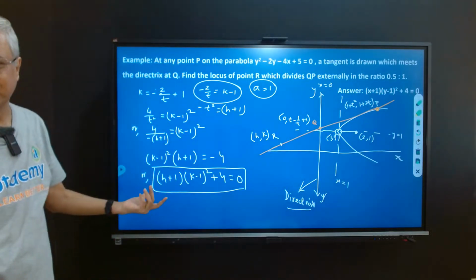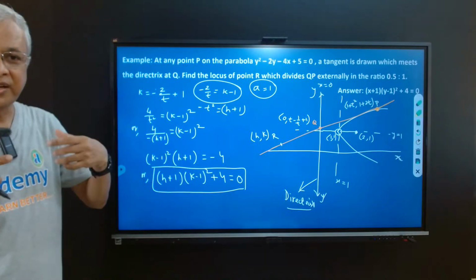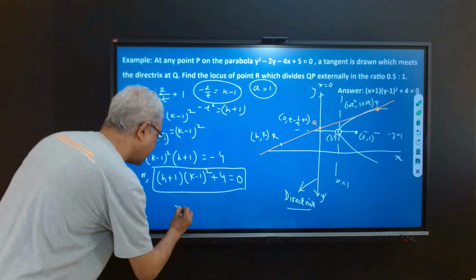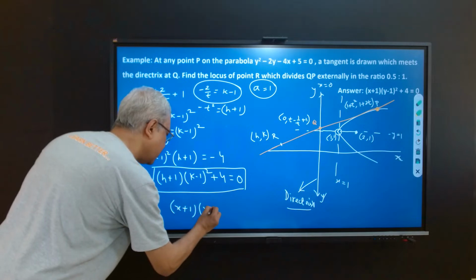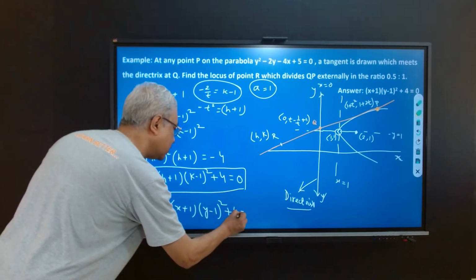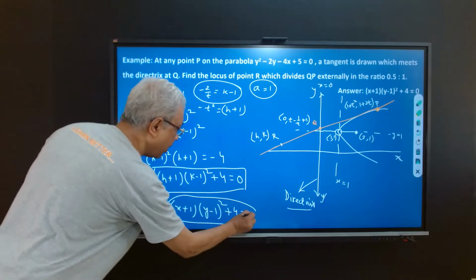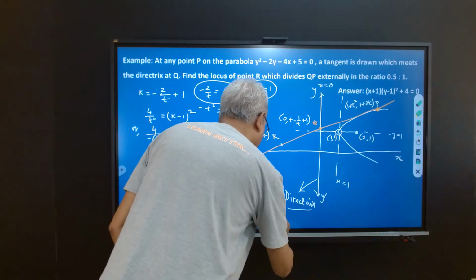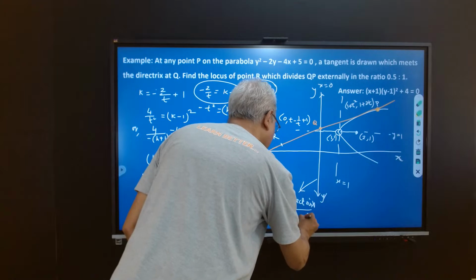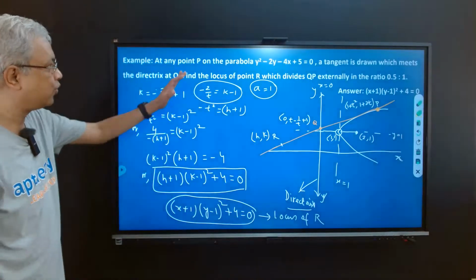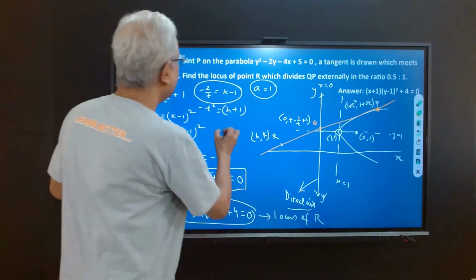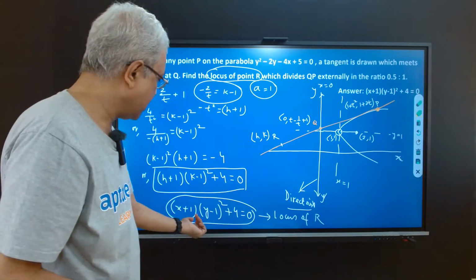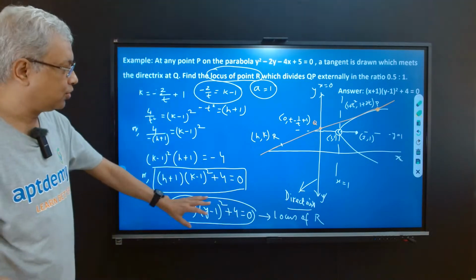Then what is the locus of (h, k)? You know that for determining the locus, I have to replace h by x and k by y. So (x + 1)(y − 1)² + 4 = 0. It is the locus of R. So you are asked to find the locus of R, and the locus of R is (x + 1)(y − 1)² + 4 = 0. So this is the locus of the point.